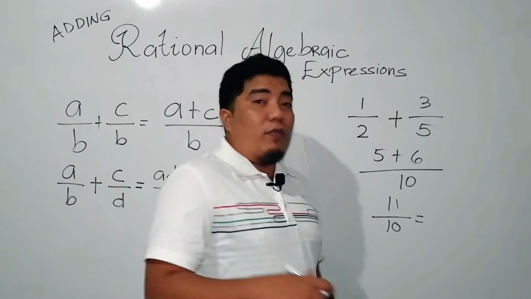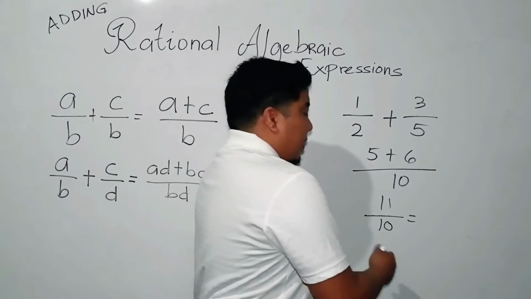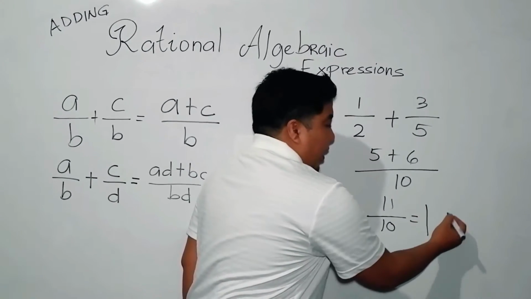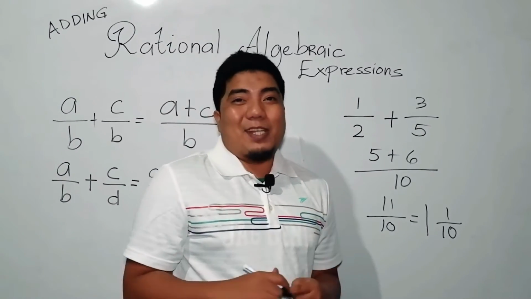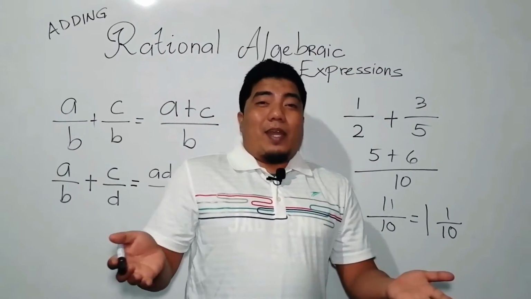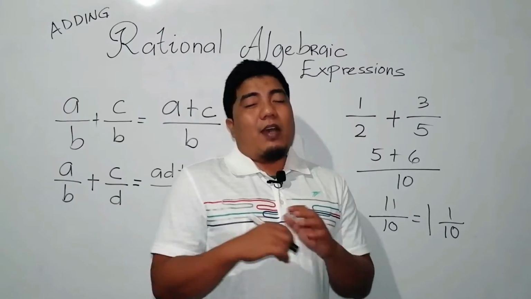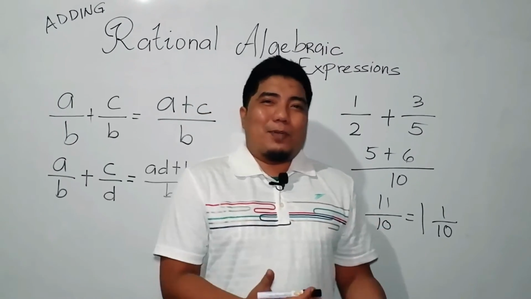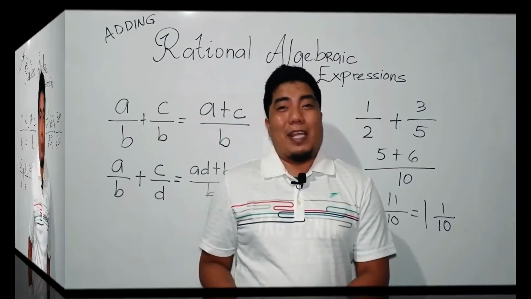And since 11 over 10 is an improper fraction, you can still simplify this or get the other form of this one by considering the mixed number. And that is 1 and 1 over 10. Easy, right? So whether this is your answer or this is your answer, they are still the same. Now, let us consider some numbers and variables, which is actually the rational algebraic expression.